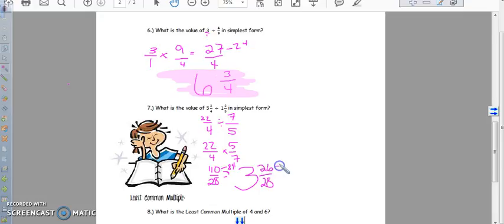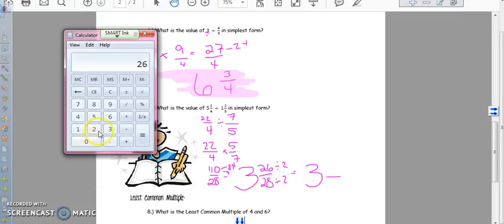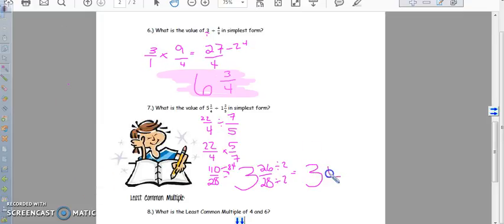Since they're both even, I can divide them by 2. So that gives me 3. 26 divided by 2 is 13. And 28 divided by 2 is 14. So my answer is 3 and 13/14.